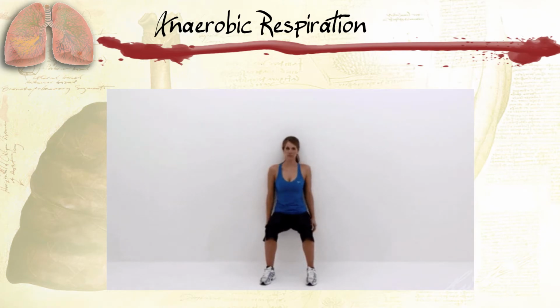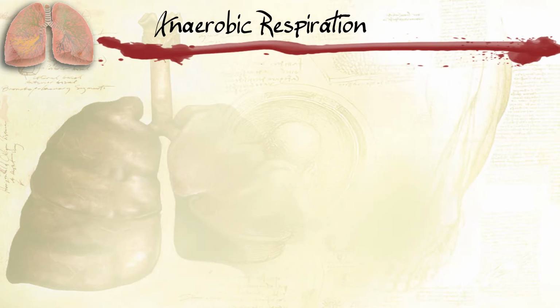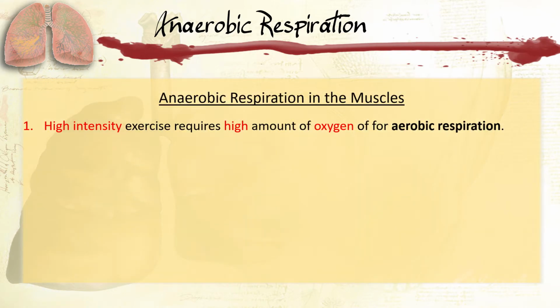Why does this occur? Because phantom chair is actually quite a high intensity exercise as compared to just sitting on your plain old chair. And because this exercise is high in intensity, eventually there will be a shortage of oxygen. So during high intensity exercise, your muscles will require a high amount of oxygen for aerobic respiration. This is to release a sufficient amount of energy for our muscle contraction.